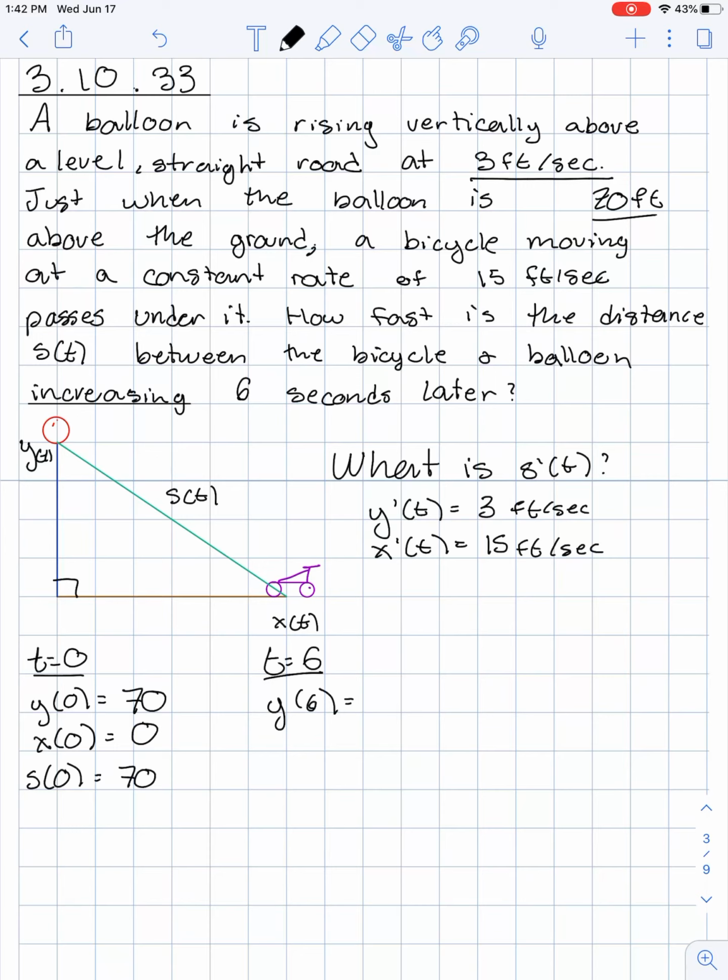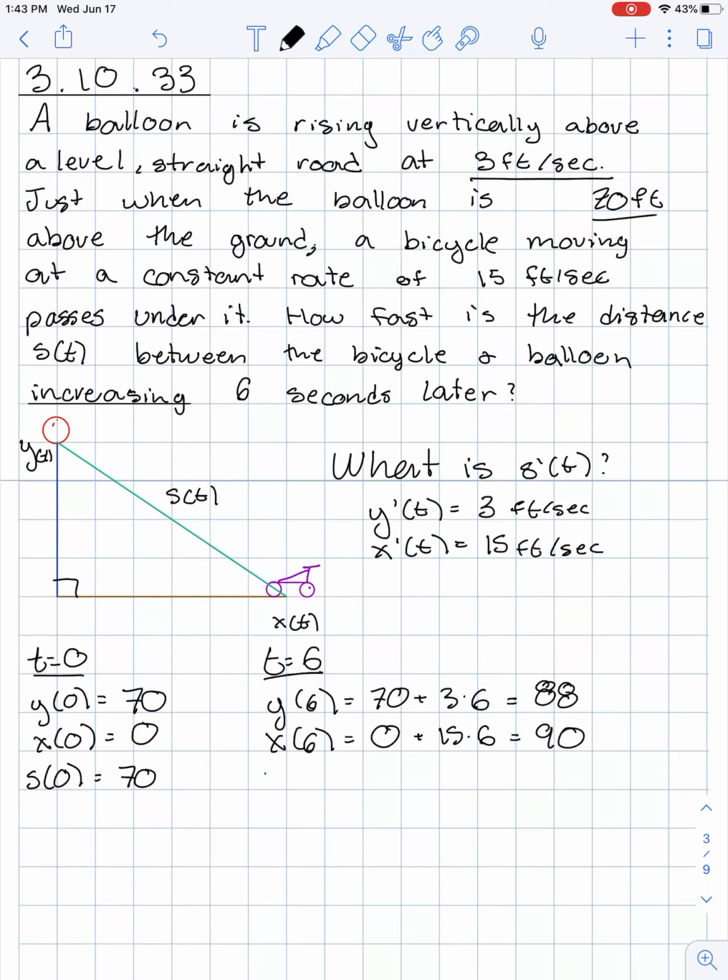So if I start at 70 feet and I'm going 3 feet every second for 6 seconds, that's going to be 70 plus 3 times 6. 3 times 6 is 18, so this is going to be 88. X of 6 is, I started at 0 and I'm traveling 15 feet per second for 6 seconds, so that is 15 times 6, which is 90.